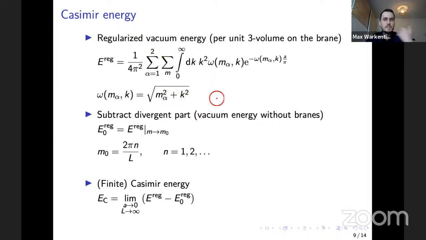So for the Casimir energy, in order to have a finite result which is cutoff independent, we have to subtract from this energy the divergent part, which we get by calculating the energy for a system without the branes. So we subtract this one, and then finally this is the Casimir energy which we will get.